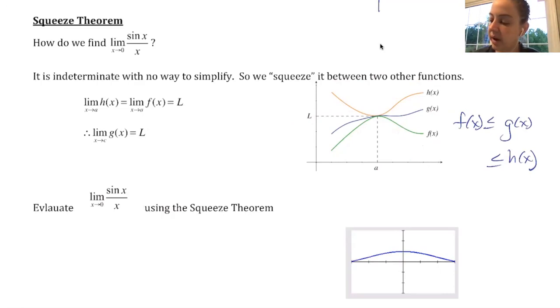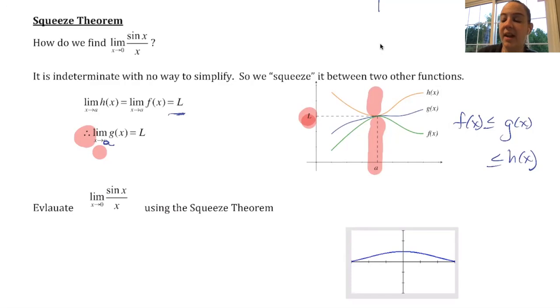If we look at a particular point a, and function f has a particular limit L, and function h has that same limit L, then function g has to have that same limit L, because it's squeezed in between. That's what those three dots mean: therefore. So if the limit as x approaches a of h of x is equal to the limit as x approaches a of f of x, and both are equal to L, some number, then the limit as x approaches a of g of x is also L. They have to be the same.